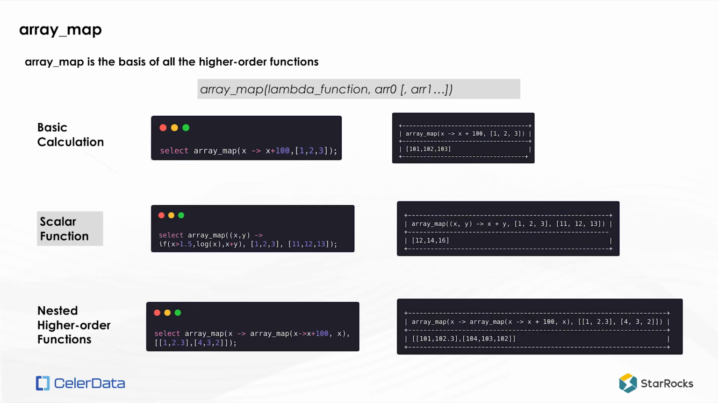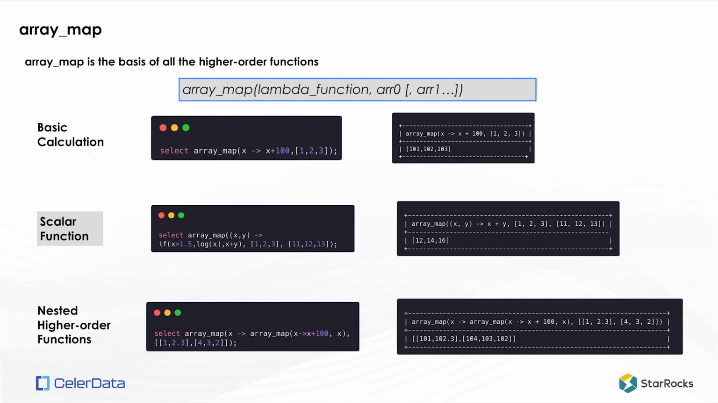Among them, array_map is the foundation of all higher order functions, and we'll use it as an example to explain how to use Lambda functions. The syntax of the array_map function is as follows. Each element in array 0 will be calculated one by one according to the Lambda function, and the final result will be returned. The calculation logic of the Lambda function can include multiple other arrays besides array 0, such as array 1, array 2, etc., which only participate in the calculation.